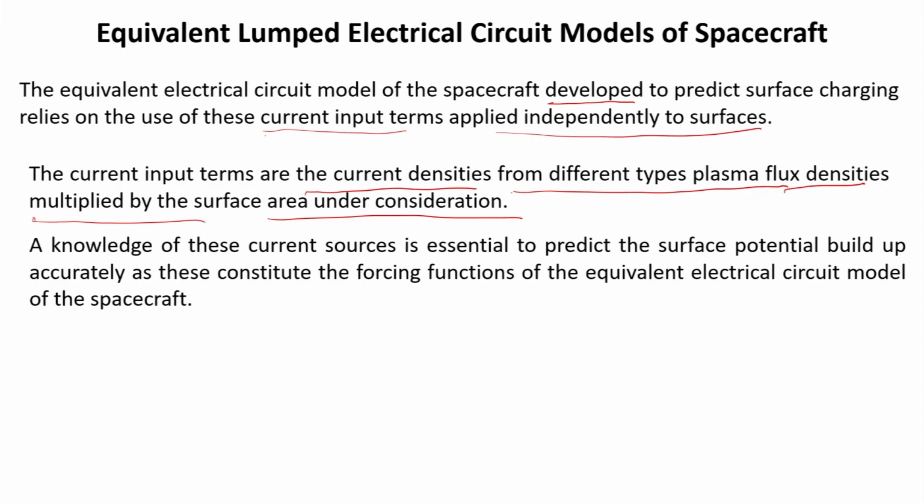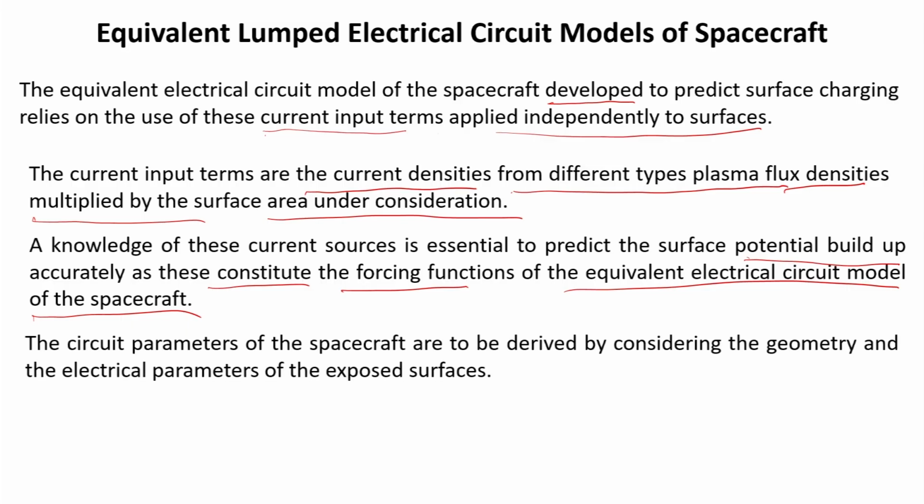Once you know this current, then you can use that current to find out the potential build up, because this constitutes the forcing function of the equivalent circuit model of the spacecraft. So, it is just like a circuit. There is the current, and if current is giving you the voltage, it means you are charging a capacitor.